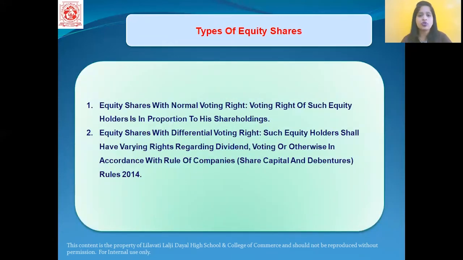Now, there are 2 types of equity share, students, just for your understanding. First one is equity share with normal voting rights. Second one is equity share with differential voting rights. Now, what is normal voting rights? Voting rights of such an equity holder are in proportion to his shareholding. Whereas equity share with differential voting rights have varying rights regarding dividend, voting, or otherwise, in accordance with the rules of the Companies Act. So these are the 2 types, with normal voting rights and with differential voting rights.